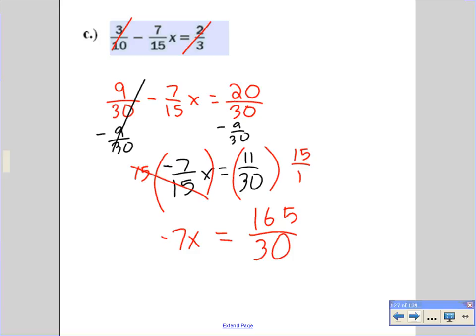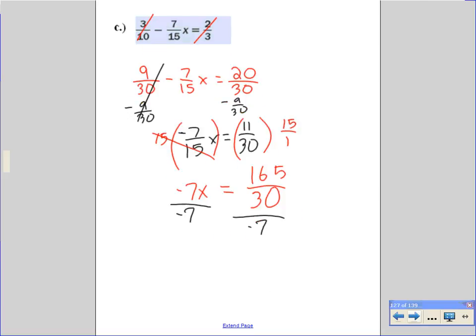Okay. All right, so next step, to get rid of negative 7, we're dividing both sides by negative 7. Now this is where it gets a little tricky. So I'm using a different color so you know that that's our different operation there. We're dividing by negative 7. When you're dividing, it's the same thing as multiplying by the reciprocal. So we end up here with x equals 165 over 30 times 1 over negative 7.